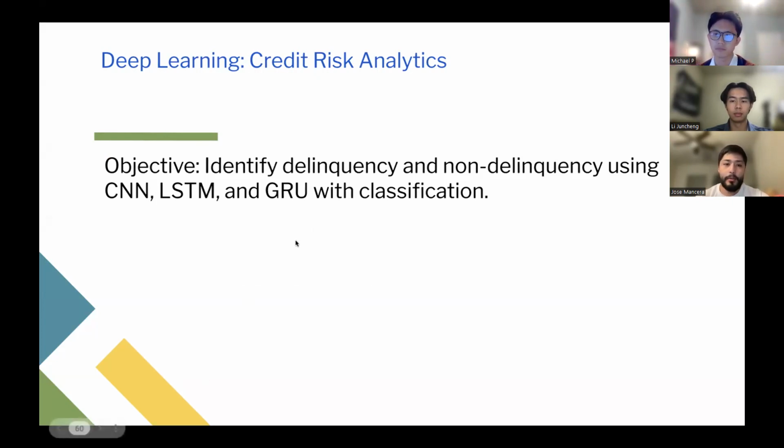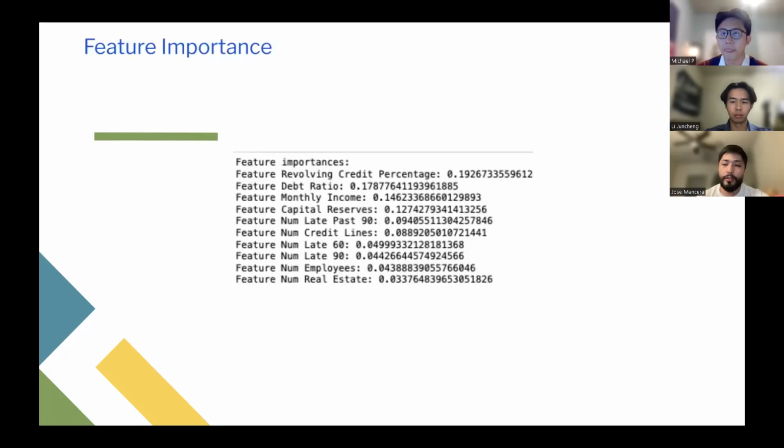But essentially we used three models for this one: CNN, LSTM, and GRU. It was classification data, for either delinquency or non-delinquency. And one of the things I like to do is run a feature importance score, just to see right off the bat roughly what has a little more importance towards the model.